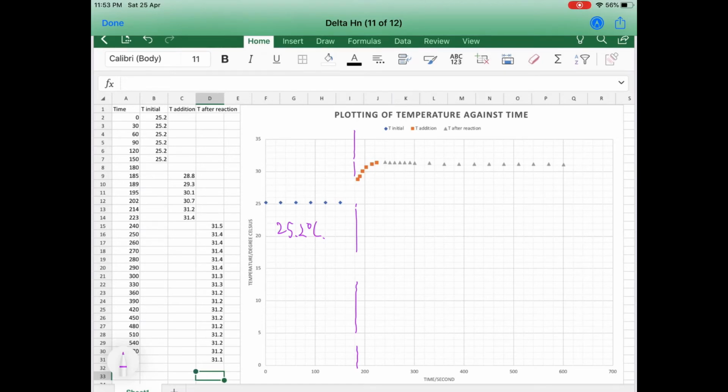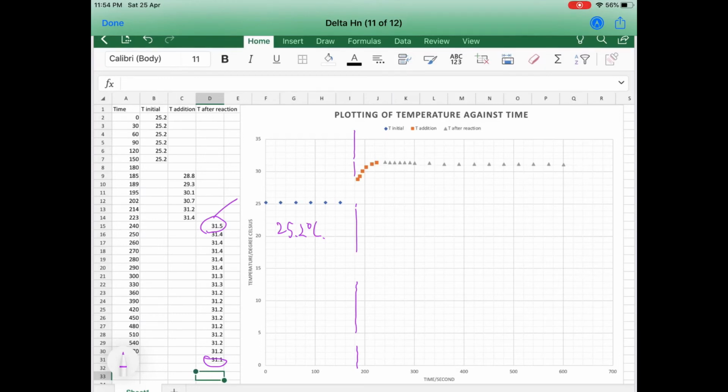And then finally, can you explain why the temperature will drop finally from 31.5 to 31.1? What happened here? The heat loss to the surrounding. During the reaction or after the reaction occurs, heat is still lost to the surrounding. So this 31.5 is never the maximum temperature the system can get. It's because some has been lost to the surrounding already.